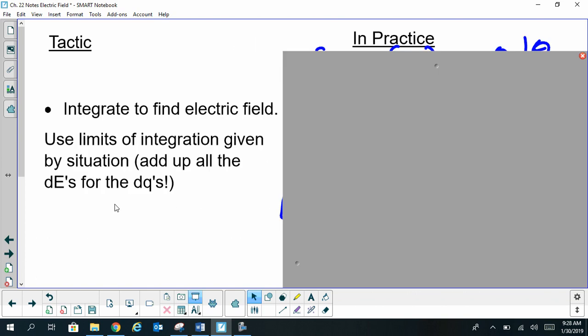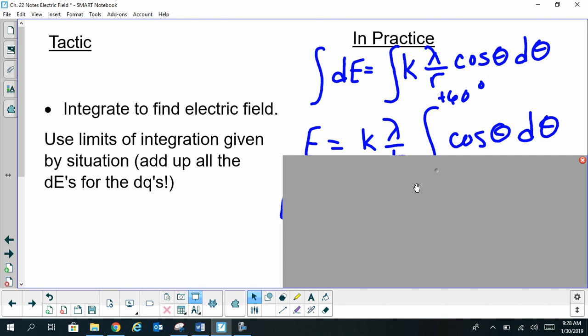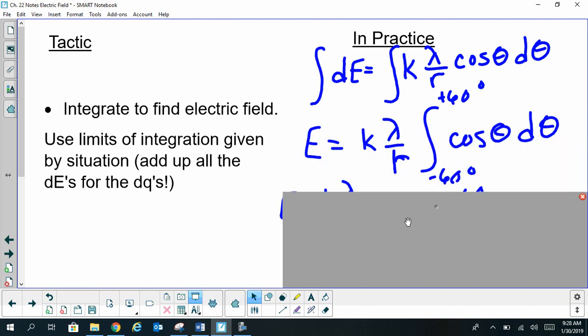In speak, if maybe this makes sense to you, you're going to add up all the dE's, the little electric field bits, contributed by all of the dq's. We're going to add all of those up, and we're going to do that through integration. Okay, so here we go. So we're going to integrate. And so this side will just become our net electric field.